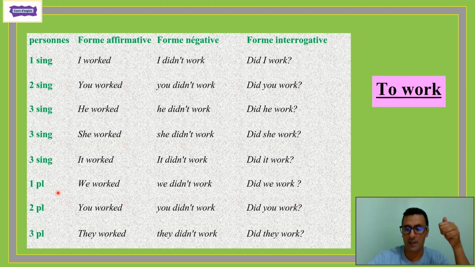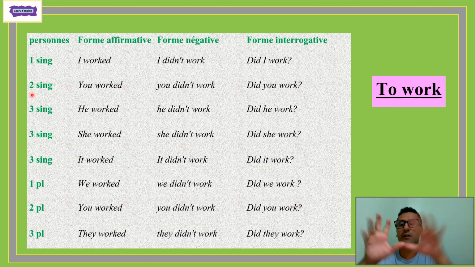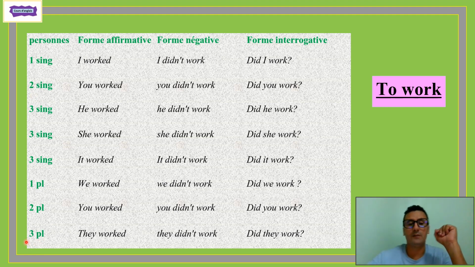Première personne du pluriel, deuxième personne du pluriel, c'est comme la première personne du singulier, c'est pareil parce qu'en anglais, you, ça veut dire tu, et aussi ça veut dire vous. Donc en anglais, on ne vouvoie pas la personne et on ne la tutoie pas, tout simplement. Et finalement, troisième personne du pluriel.